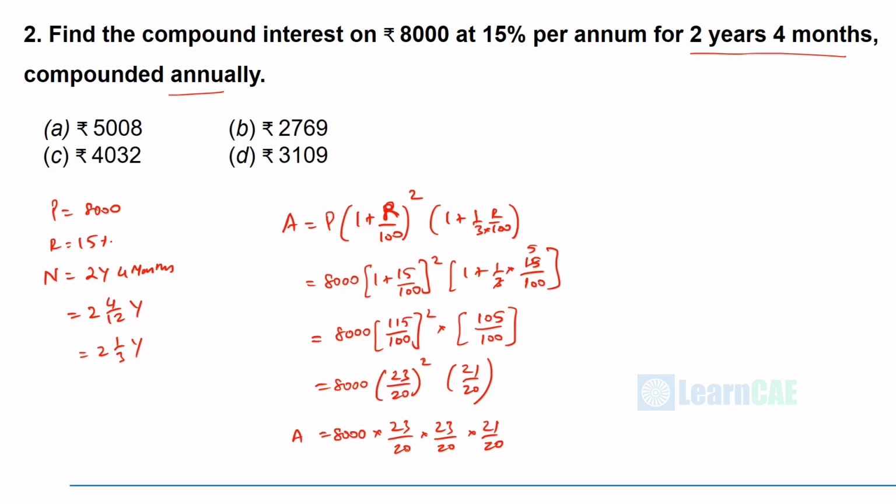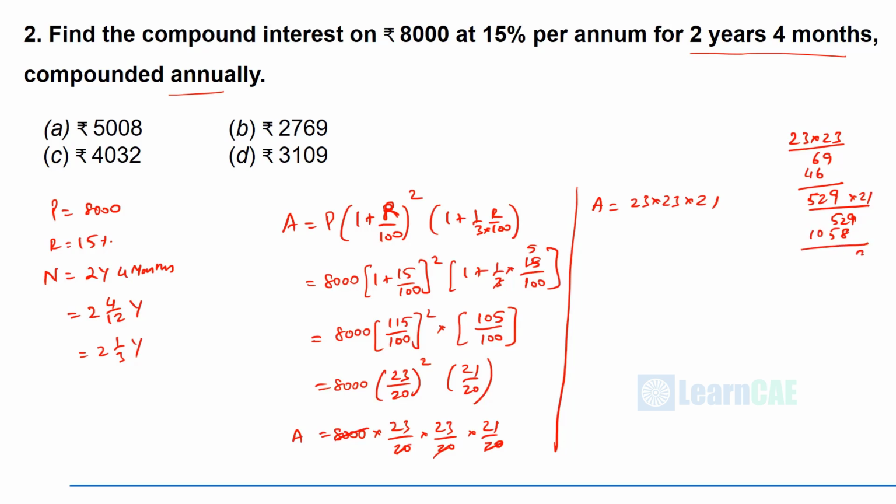So similar to the previous problem, we can cancel these three zeros with 8,000. So the amount will be equal to 23 into 23 into 21. 23 into 23: 23 into 3 is 69, 23 into 2 is 46, so this will be 529. Again we have to multiply this by 21. By 9, this will be 9 twos are 18, 1, 2 twos are 4, 5, 5 twos are 10, 9, 0, 1, 1, 1.